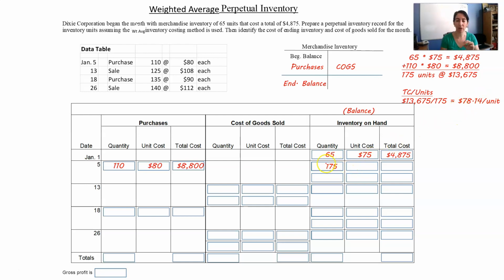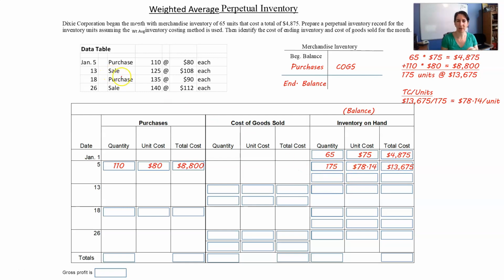So if I say I have 175 units in total, I'm going to say the average cost of those units is $78.14. Once I calculate that average, as far as I'm concerned, they're all worth $78.14. It doesn't matter that I bought some at 75 and bought some at 80. They're all worth $78.14 to me now, because I just calculated what the average cost for all of them is. I had to steal a previous slide here, so all of these little boxes don't line up perfectly. But we have 175 at $78.14.